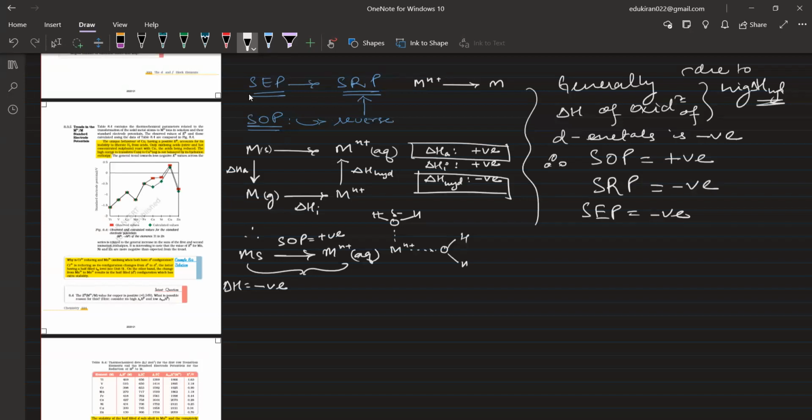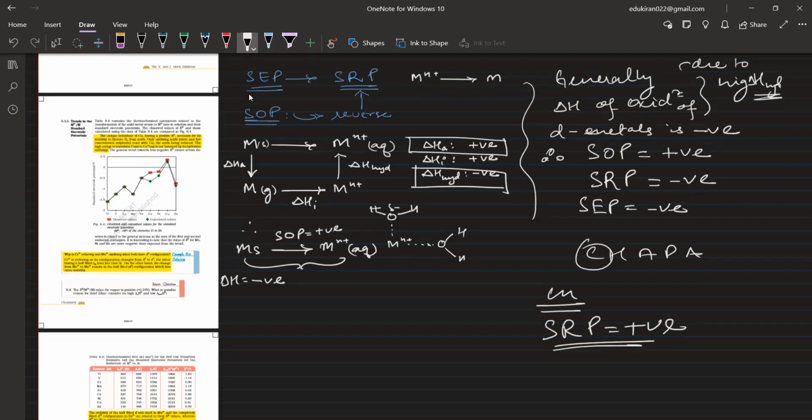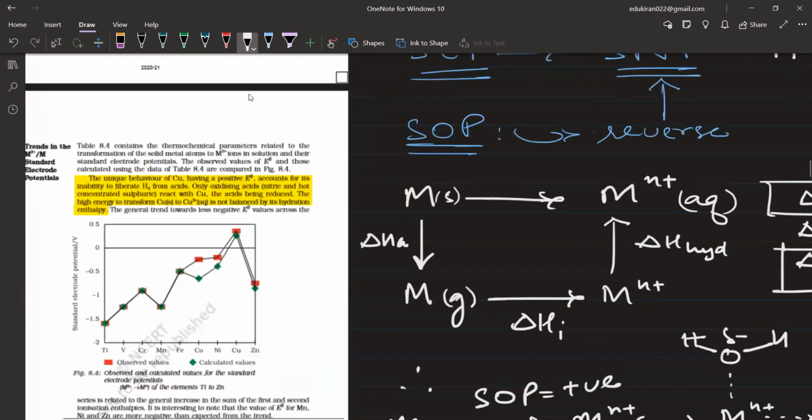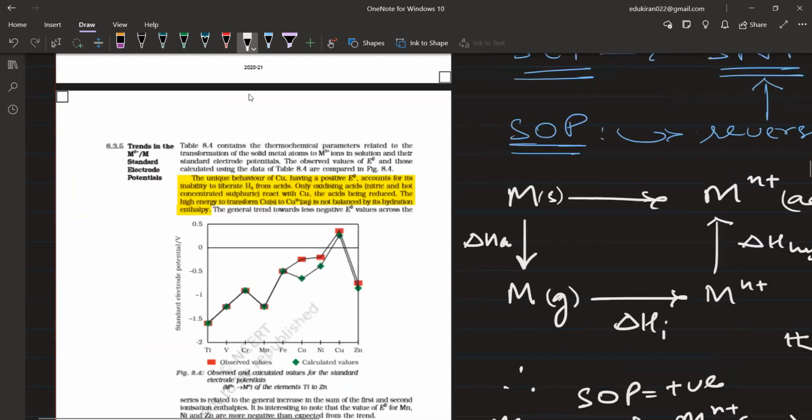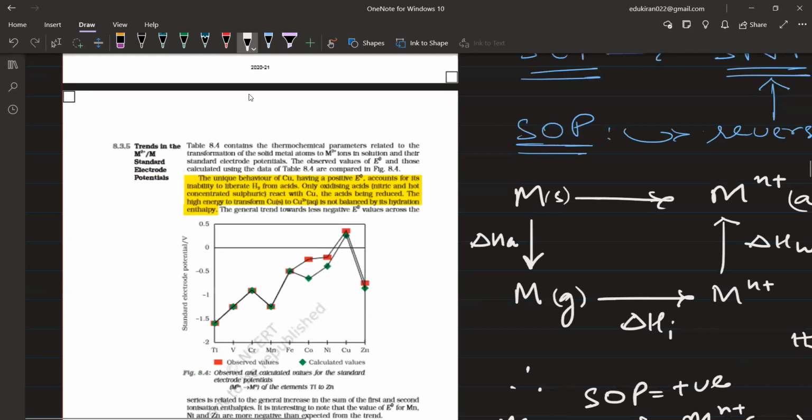Whenever, for example, in chapa elements, you have to remember just for copper. For copper, SRP is positive. Why is it positive? You will say because delta H hydration is not very high. तो यहाँ पे आपके पास ये एक्सप्लेनेशन लिखा हुआ है. आई होप आप लोगों को ये सारा प्रोसेस समझ में आ गया. See, the unique behavior of copper having positive standard electrode potential accounts for its inability to liberate H2 from acids.